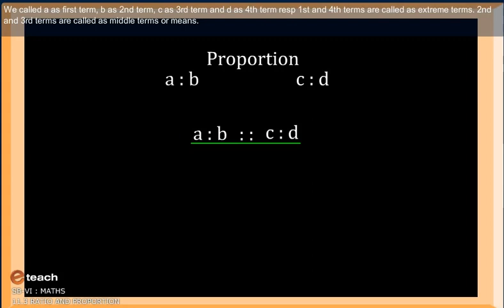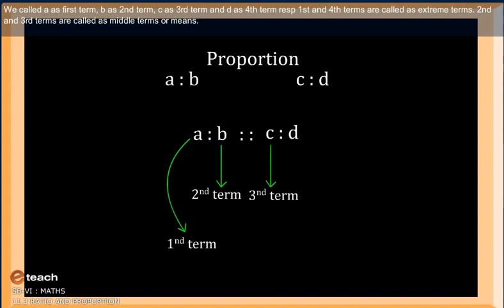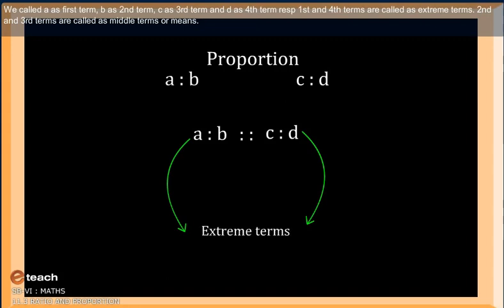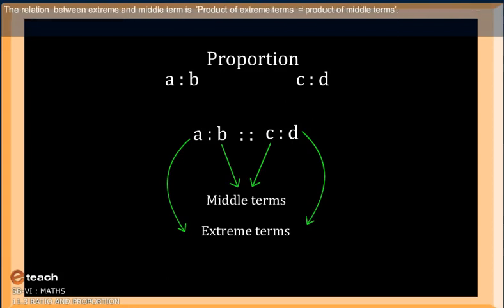We called A as first term, B as second term, C as third term and D as fourth term respectively. First and fourth terms are called as extreme terms. Second and third terms are called as middle terms or means. The relation between extreme and middle term is product of extreme terms is equal to product of middle terms.